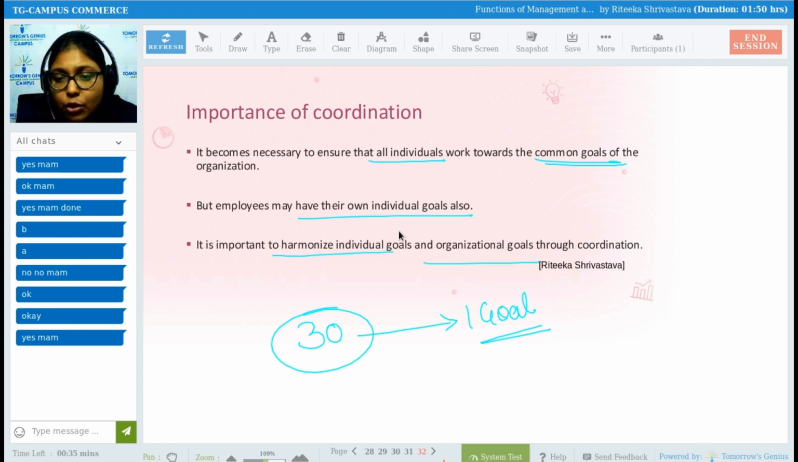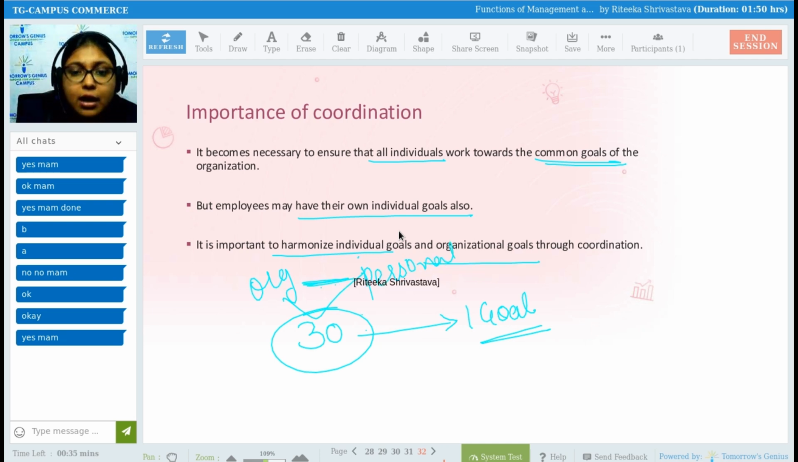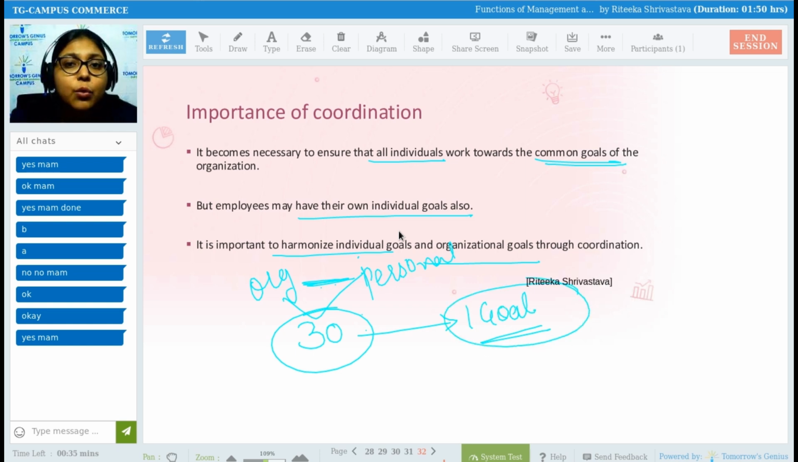So we organize individual goals and organizational goals through coordination. It is important to make these 30 people understand that their organizational goals are different and their personal goals are different. Make sure that you are keeping an equal balance between them. Don't focus only on your personal goals or only on your organizational goals. Focus on both in a balanced manner, working towards the one same objective or goal which the entire organization has.